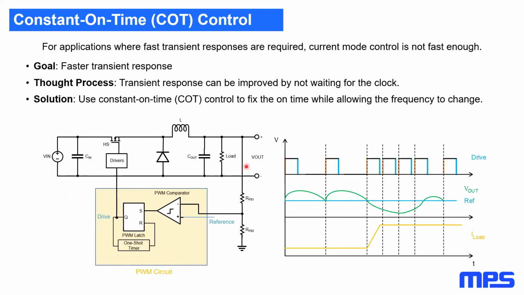The second aspect that we can shorten the response time with is by eliminating the clock signal. So instead of using the clock signal into the latch, we use a one-shot timer. The one-shot timer delivers a fixed pulse width, so a fixed on time, thus the name constant on time control.